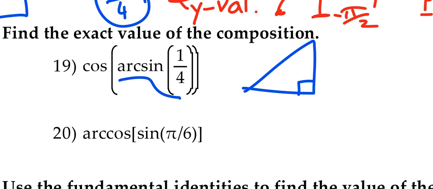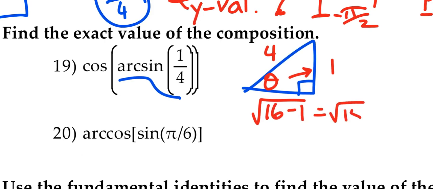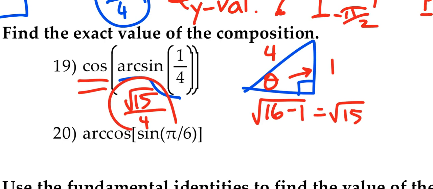All right, so which side was 1 and which side was 4? If you got theta down here, 1 was the opposite, okay. 4 was the hypotenuse, which made what for the lower side? Radical 15, right? Radical 16 minus 1 is radical 15. Okay, now we want the cosine of that. Yep, we want the adjacent divided by the hypotenuse.